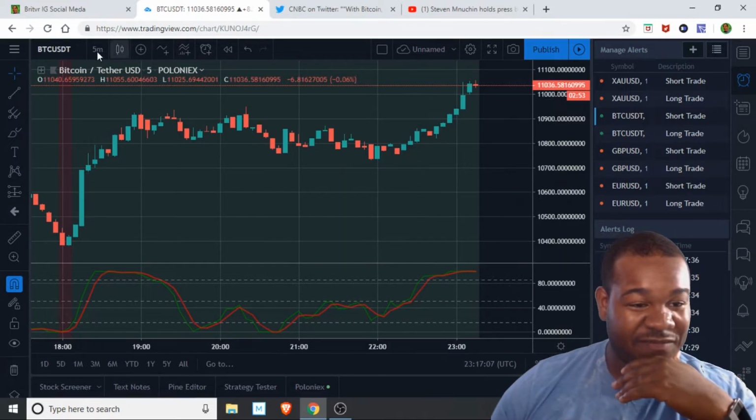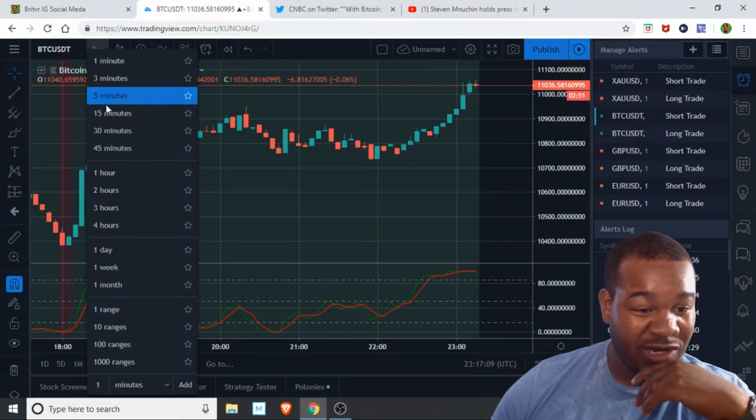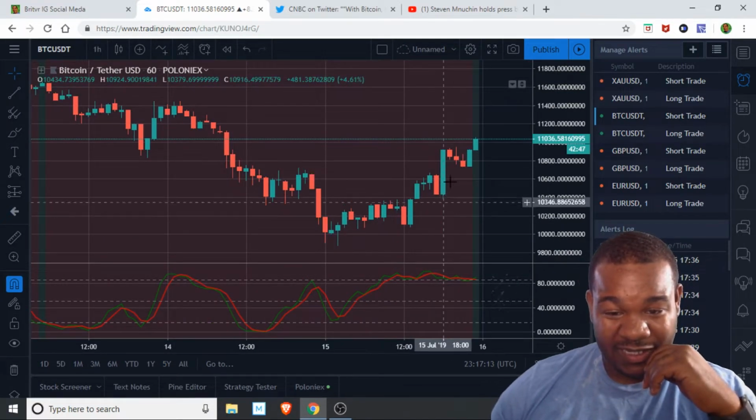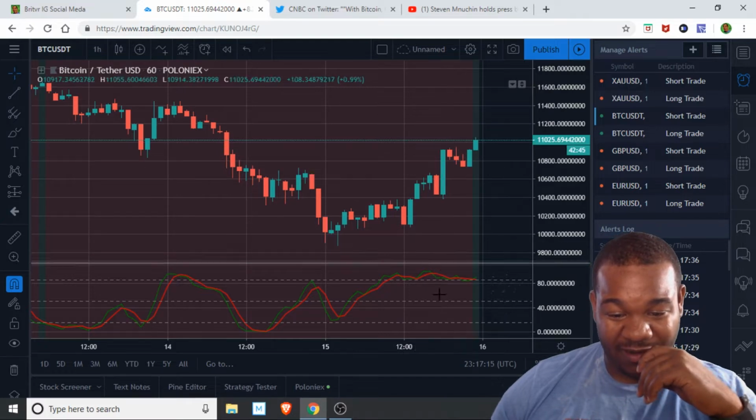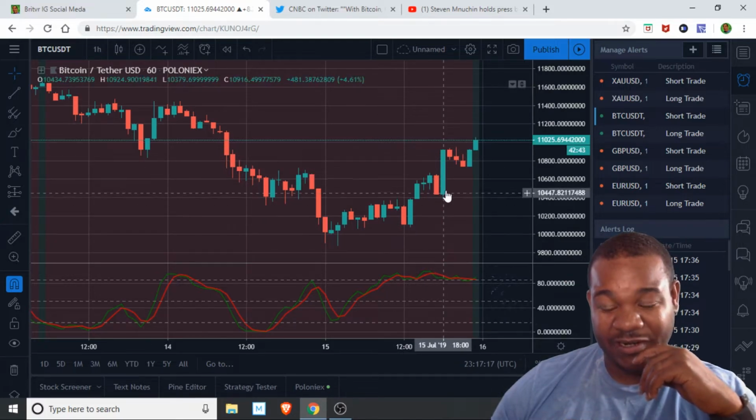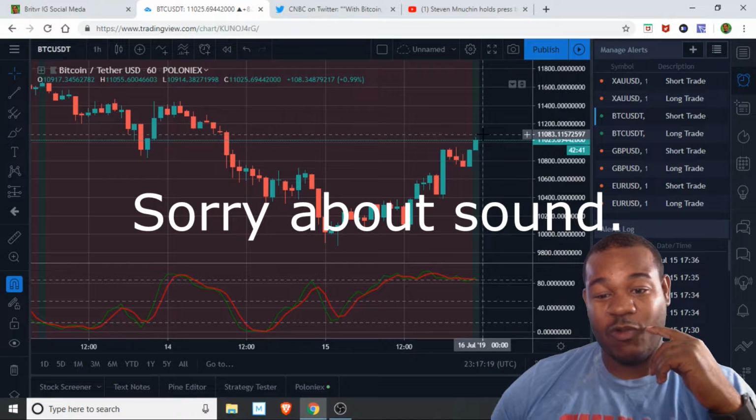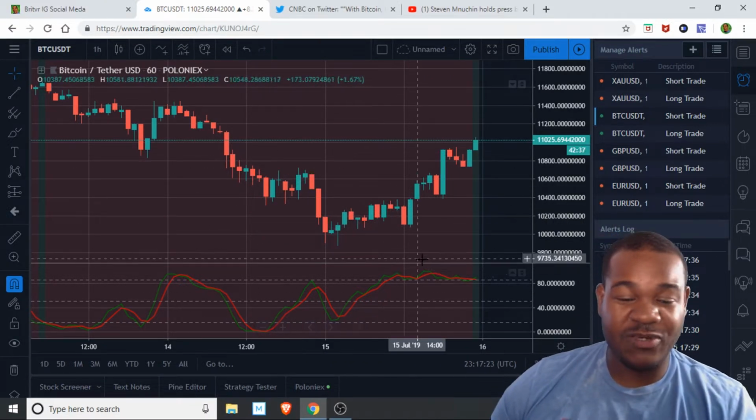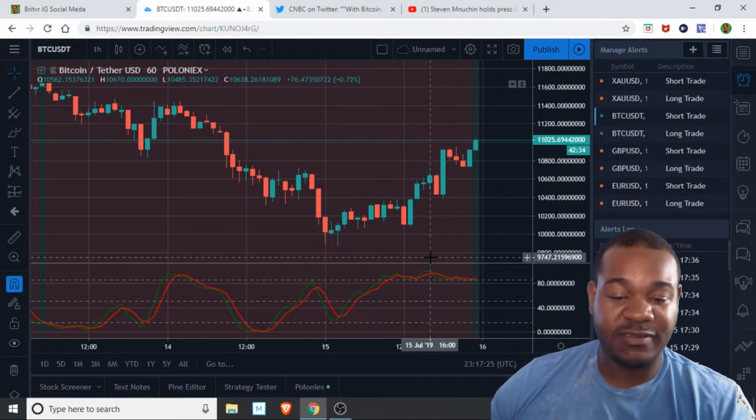This is a 5-minute chart. So let's go to an hour chart real quick. A couple of hours ago, around this time right here, it dropped and then went back up. Now, if you guys are looking at this chart and trying to figure out what I'm using, it's the Martin Stochastic.